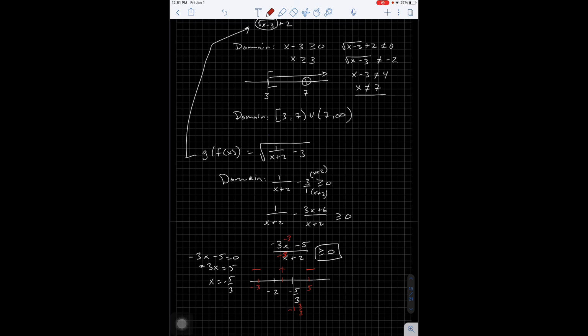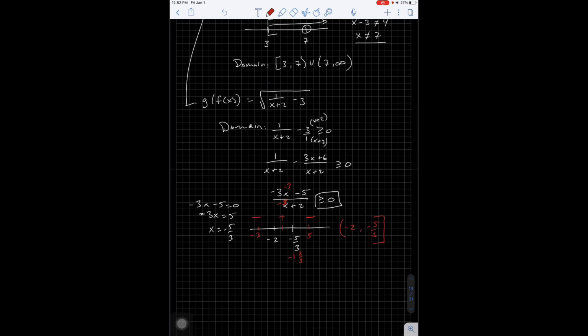So where is this fraction going to be greater than 0? It's going to be in that little space between negative 2 and negative 5/3. Okay. The negative 2 gets a round bracket because it came from the denominator. The negative 5/3 gets a square bracket because it came from the numerator. So this is the restriction on the root.